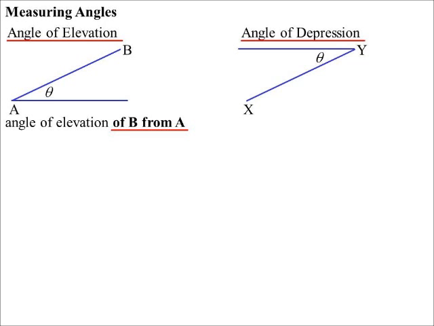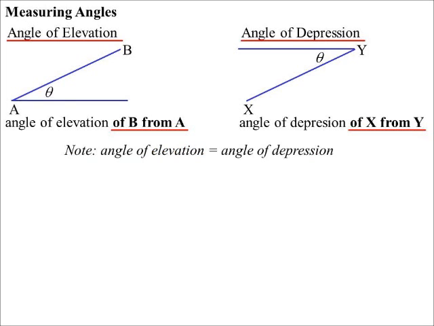We have an angle of depression as well, and that's where we depress or lower. And let's put that one in. And that would be the angle of depression of X from Y. Now, the angle of depression is always equal to the angle of elevation. Always. Because if you look at it, imagine combining those two pictures together, you've got the classic alternate angles from geometry.